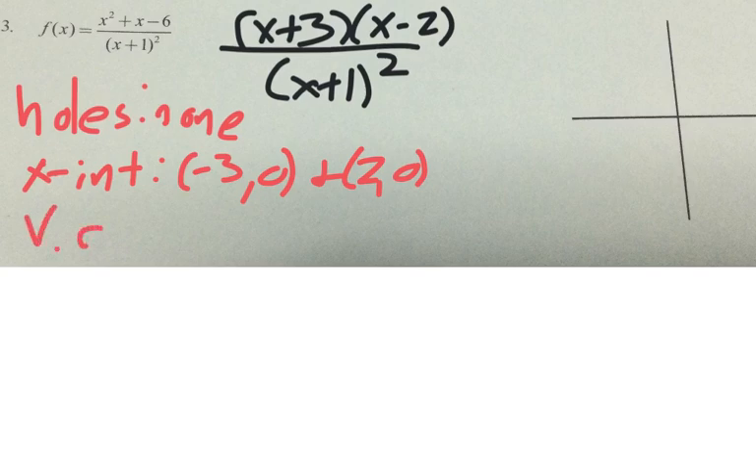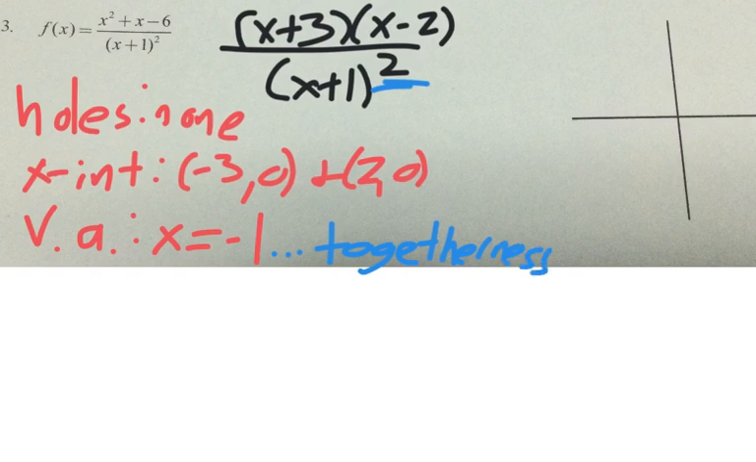The vertical asymptote would be at x equals -1. That's where the denominator goes to 0. And then notice that this is the first time we've had any multiplicity with one of the factors. It has a multiplicity of 2. So because that is an even multiplicity, then I have togetherness. That's the t in the radii, or one of the t's. So I have togetherness at this asymptote.